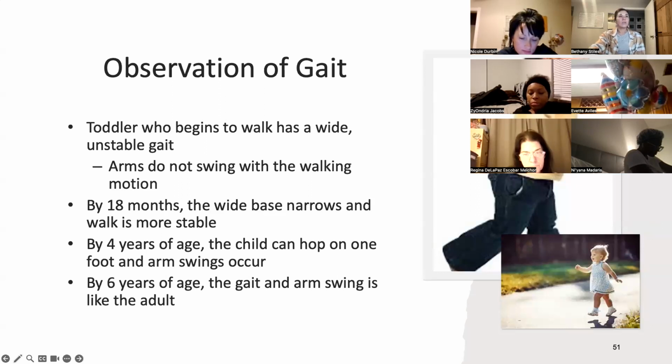When we're looking at gait, we know our toddlers like to waddle. They have that really wide gait and they walk kind of side to side. Their arms don't swing when they're walking. By 18 months, they start to narrow their base and they're going to be a lot more stable when they're walking. By 4 years old, they can do things like hop on one foot, and we start to see that arm swing when they're walking. And then by the time they're 6, they should have pretty much a normal adult gait. So their arms should swing, they should be nice and steady.